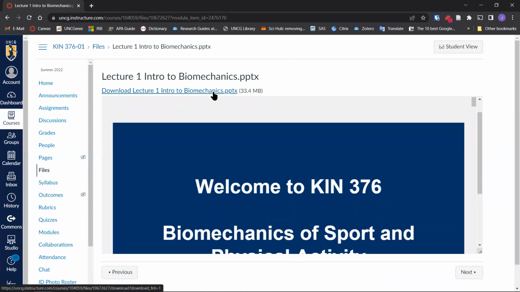The way these PowerPoints are is there's white boxes all through these PowerPoints and animations. So if you're just looking at it through Canvas, you will not be able to see those. The PowerPoints will look incomplete. But if you click on this link here, the PowerPoint file will automatically download to your computer, and you can open it up there and then open it up as a slideshow.